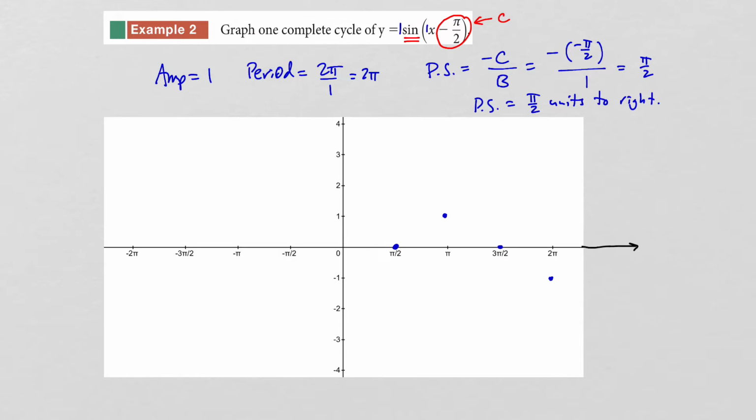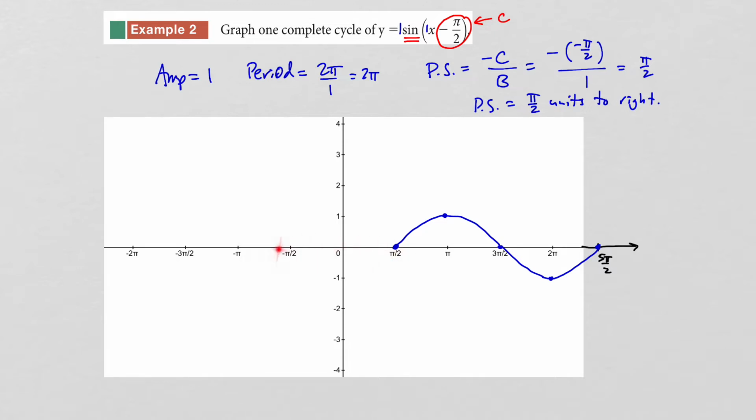Let's go ahead and add in another value here, which is 5 pi over 2. Normally our sine graph would end at 2 pi, but that gets shifted to the right pi over 2 units as well. And here is what this graph looks like. So it looks just like the sine graph, but it has been shifted to the right pi over 2 units.